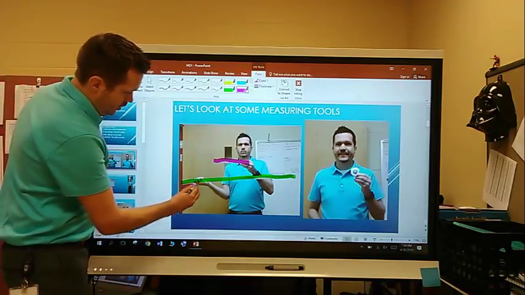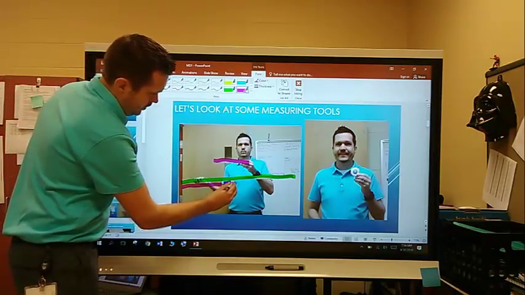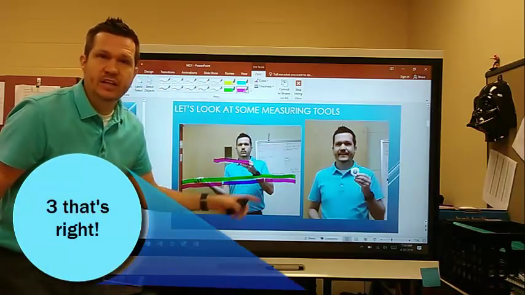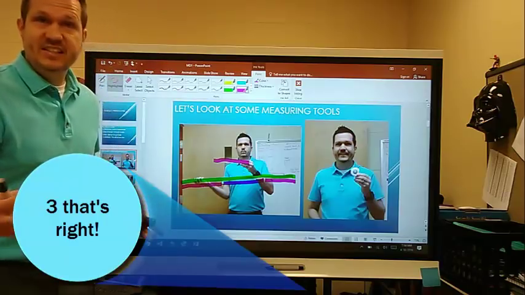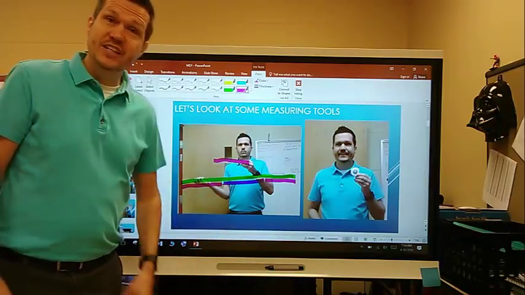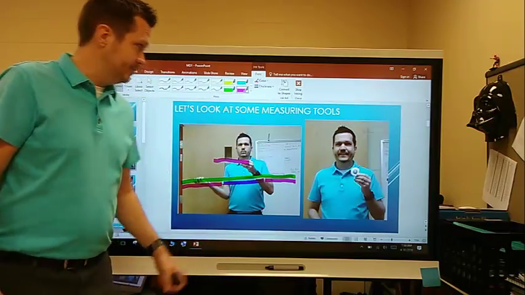That's actually 1, 2, 3. When you're measuring, you don't want to leave a gap there, but I wanted you to see that the sizes are about the same. So there's actually 3 rulers in a meter stick or a yardstick.